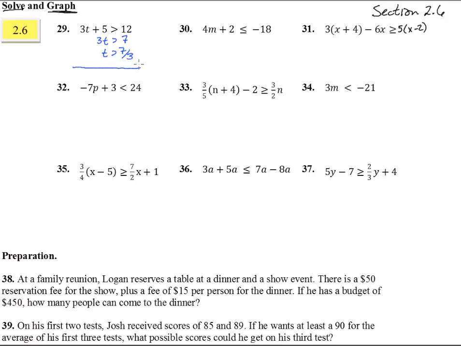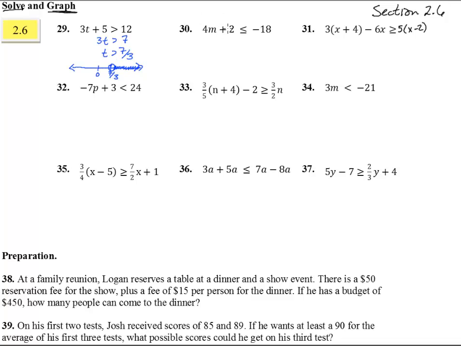If you look at that on the graph, put a 0 there, put 7/3 somewhere up there, and it's bigger than 7/3. So everything up here needs to be colored. This is an open circle to make sure we understand that we don't actually include 7/3 in the answer. It doesn't say t equals 7/3. It says it has to be bigger than 7/3. So all these numbers that are bigger than 7/3 are what we include.